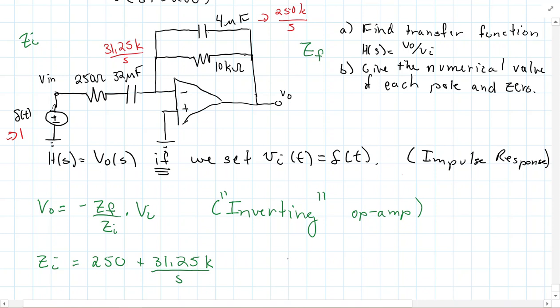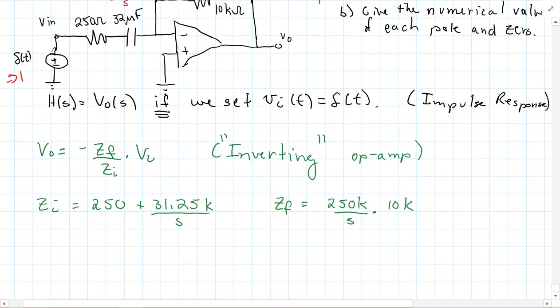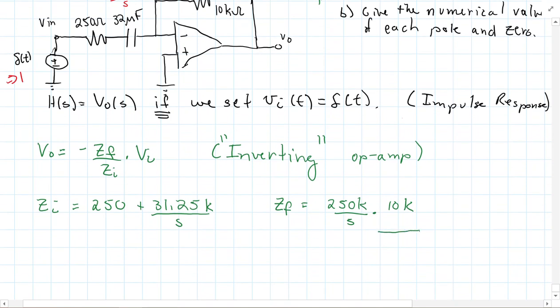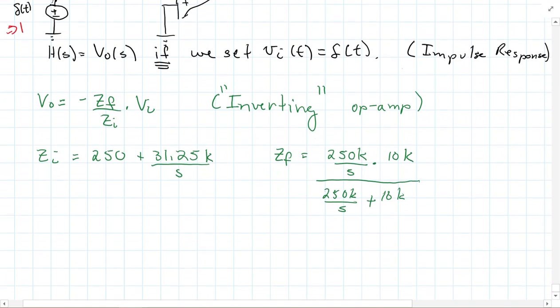Okay, ZF is, I wouldn't say hard, but it's a little bit more challenging. These are in parallel, and because it's a symbolic expression, I'm going to go ahead and do the fact that this is going to be 250k over s times 10k divided by the sum. So actually most of my work is going to be spent here figuring out what ZF is.